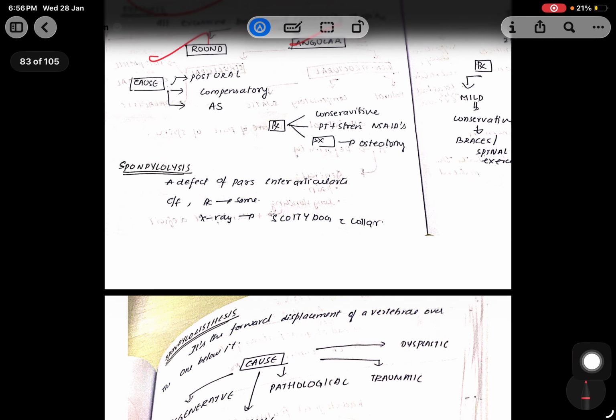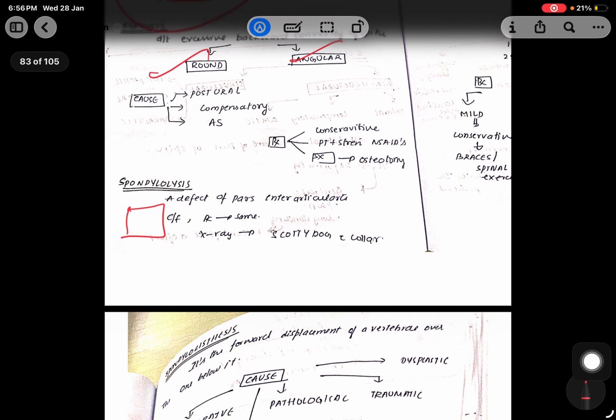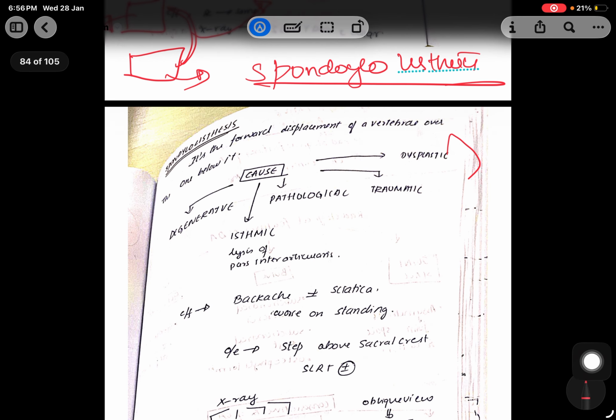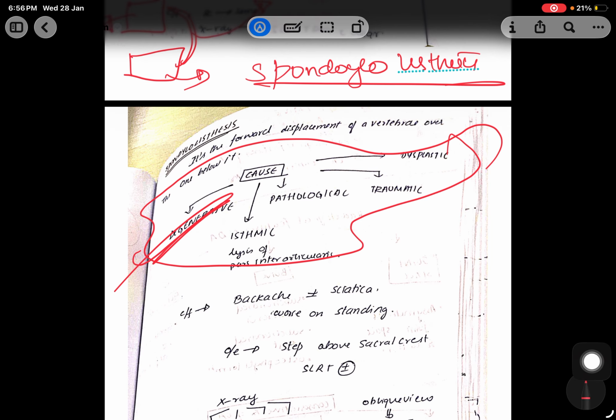Either you might have round or angular. Then spondylolysis, let me explain this. Okay. If the pars interarticularis is being affected, then it's called spondylolysis, where you see the Scottie dog with a collar. But due to this, if the vertebra is moving forward or backward, then it's called spondylolisthesis. Don't get confused. Okay. Though there are many causes, this is the most common, that is due to spondylolysis. You might have spondylolisthesis also.